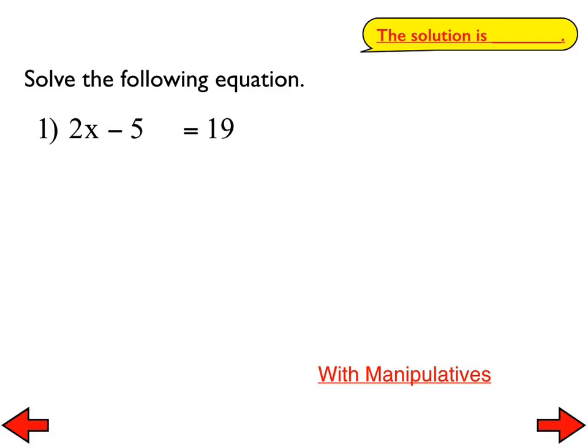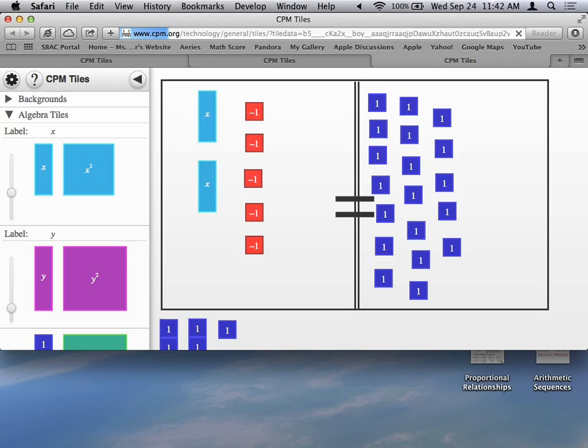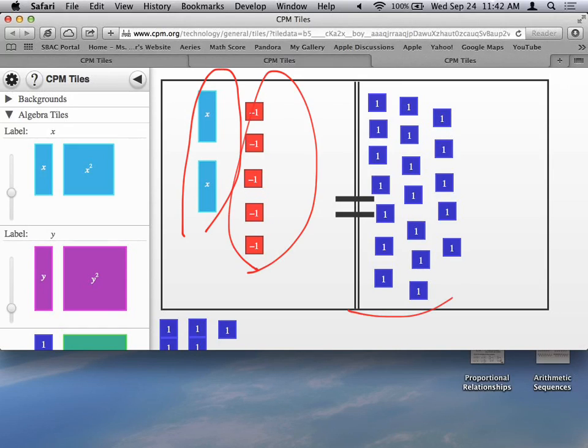All right, here is number 1. We have 2x minus 5 equals 19. So I'm going to do this one the same way that I did the very first one. We'll look at it first with manipulatives here. So here we have 2x's right here, and it was minus 5 and equals, how many were there again? 19. A lot of unit tiles over there.